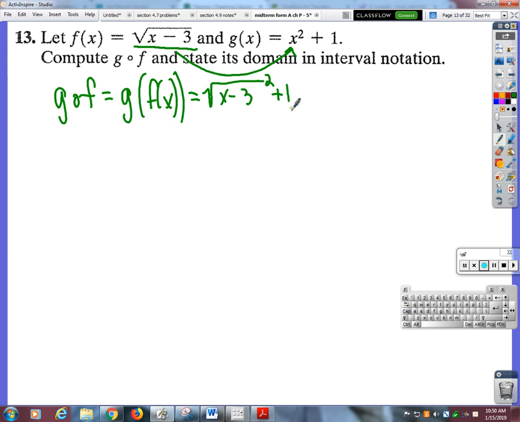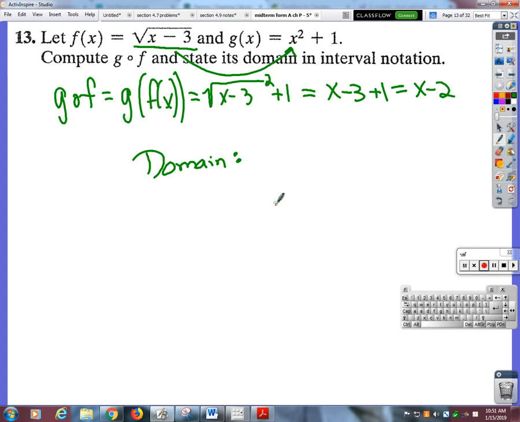Then, yes, Ben noticed that the square root and the square will cancel. So that's x minus 3 plus 1, which is x minus 2. Okay? Then we need to say what the domain is. So the domain of this is going to be the domain of the function that you're plugging in. So what's the domain of the square root of x minus 3? What's the smallest number that I can plug into there?